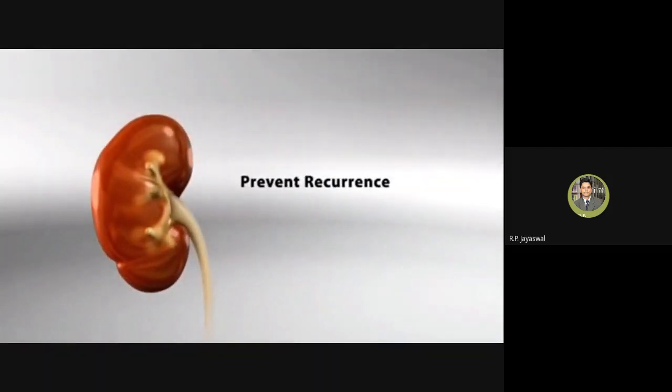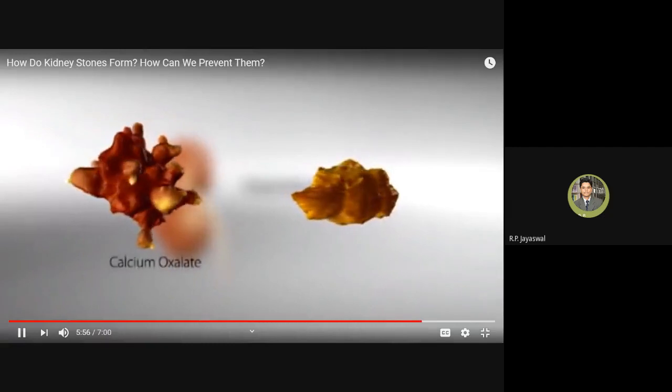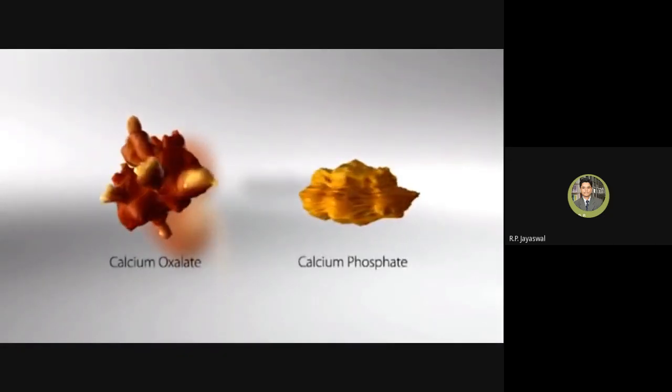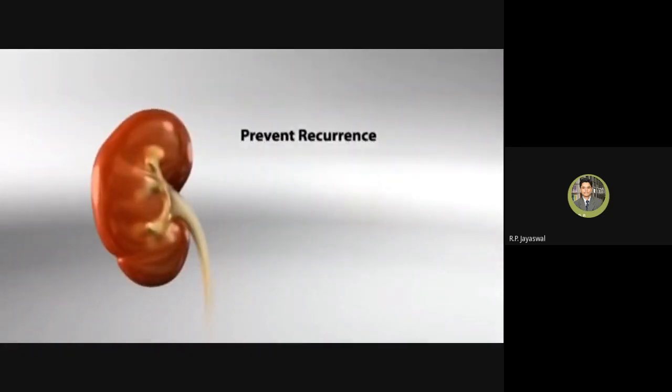There is no cure for kidney stones, but once an acute episode has been resolved, the key to therapy is simple: preventing recurrence. And fortunately, the most common stones, calcium oxalate and calcium phosphate, can be effectively managed with a combination of diet and lifestyle changes and medication.